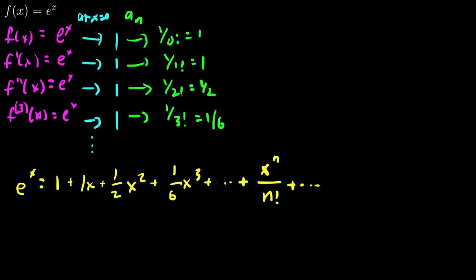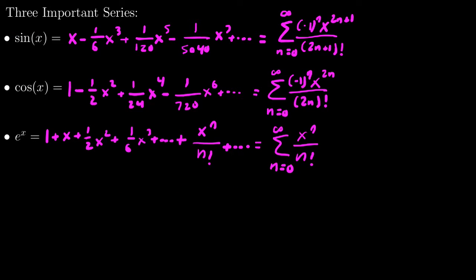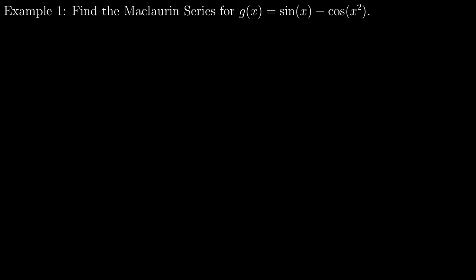So why do we care so much about these? And here's the reason. Find the Maclaurin series for this. We did it for sine, cosine, and e to the x, but I really don't want to have to take all these derivatives, try to find a pattern, all that stuff.